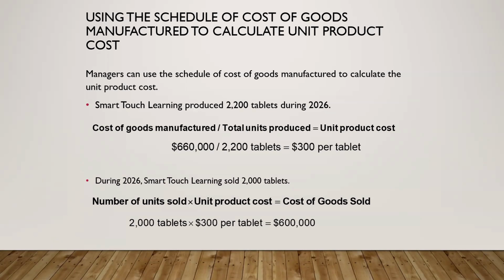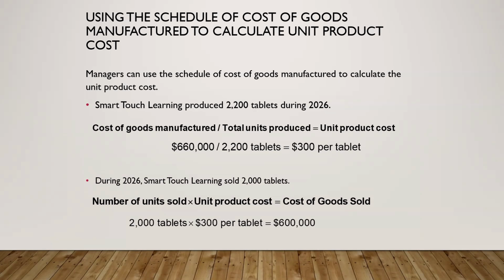Here you see Smart Touch Learning produced 2,200 tablets during 2026. The cost of goods manufactured, $660,000, divided by the total units produced, 2,200 tablets, equals the unit product cost, which is $300 per tablet. So during 2026, Smart Touch Learning sold 2,000 tablets. So the number of units sold times the unit product cost equals cost of goods sold. 2,000 tablets sold at $300 each equals $600,000.